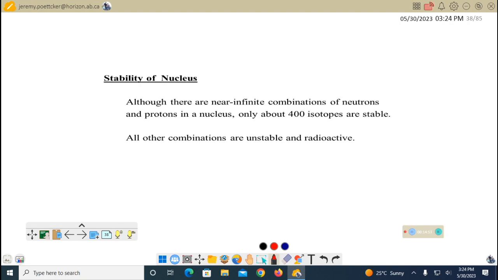All right. So anyways, there are really nearly an infinite number of combinations of neutrons and protons in the nucleus. Only about 400 isotopes have some degree of stability. There's thought to be this idea of islands of stability. So if we were to get to certain bigger numbers of protons and neutrons, there would be somehow really stable elements that are really, really massive that we could theoretically make.